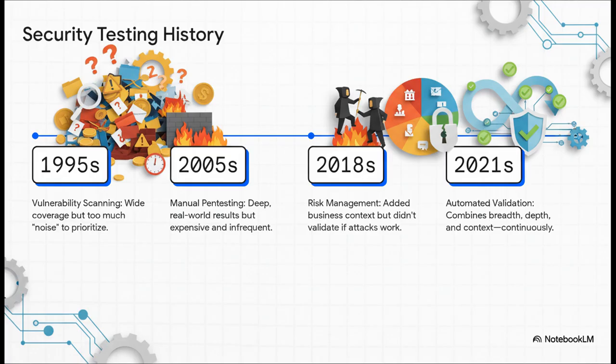So then, in the 2000s, we moved to manual penetration testing, basically hiring good guy hackers. That gave us fantastic real-world results, but it was so expensive you could really only do it once a year. A few years ago, we got smarter about adding business context, but we were still just guessing at risk, not proving it. Which brings us to today, automated validation, which gives us the best of all worlds all the time.